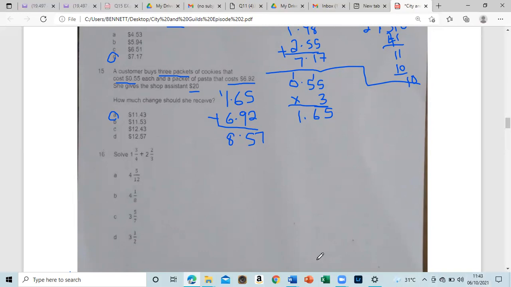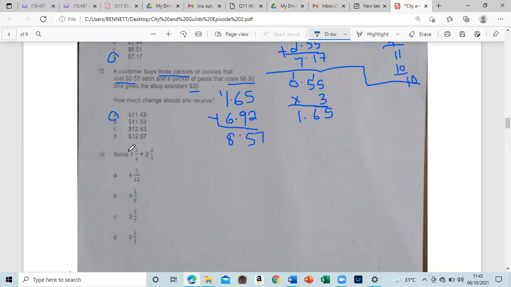All right, so 1 times, put it the easy way. 1 and 1 is 2. We're going to add the whole number, so we get 3. So now we're going to add 3/4 and 2/3. We're going to add these separately, and then we add the answer to 3.